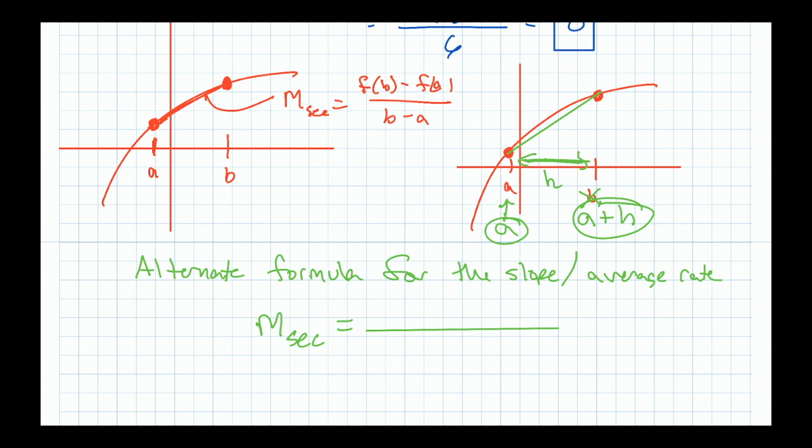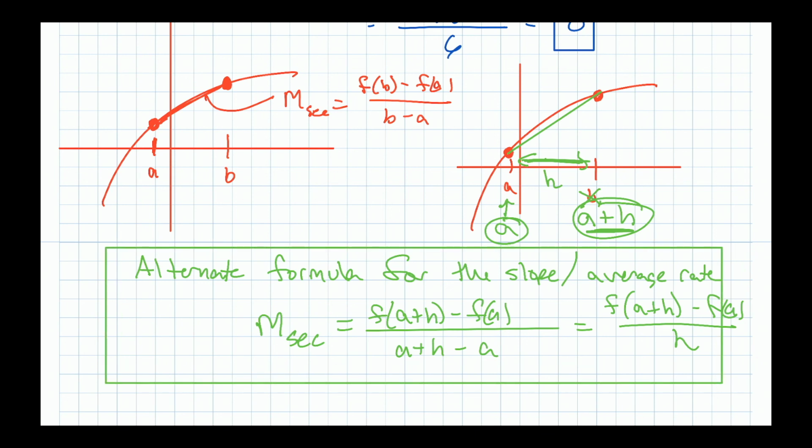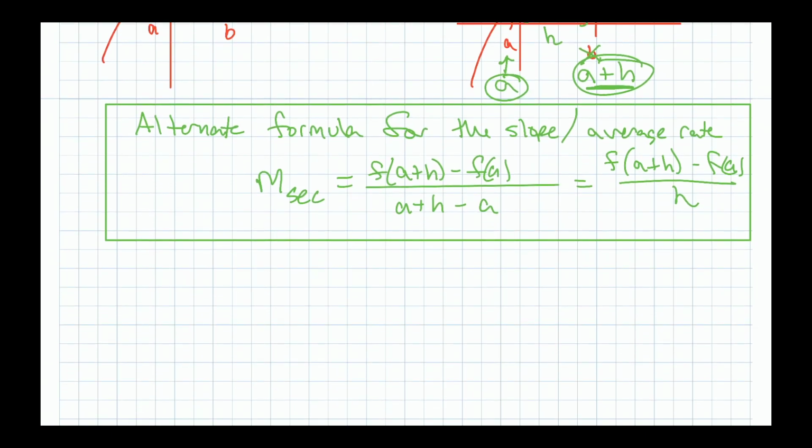So this is your B. B is A plus H. So you have f of A plus H minus f of A over A plus H minus A, which is f of A plus H minus f of A over H. Okay, now again, this is just an alternate formula. It doesn't actually give you anything that the other one doesn't give you, but well, the book uses this one sometimes. And there are reasons why we're going to use it later, so we may as well just start using it right now. So let's do a problem with that one.